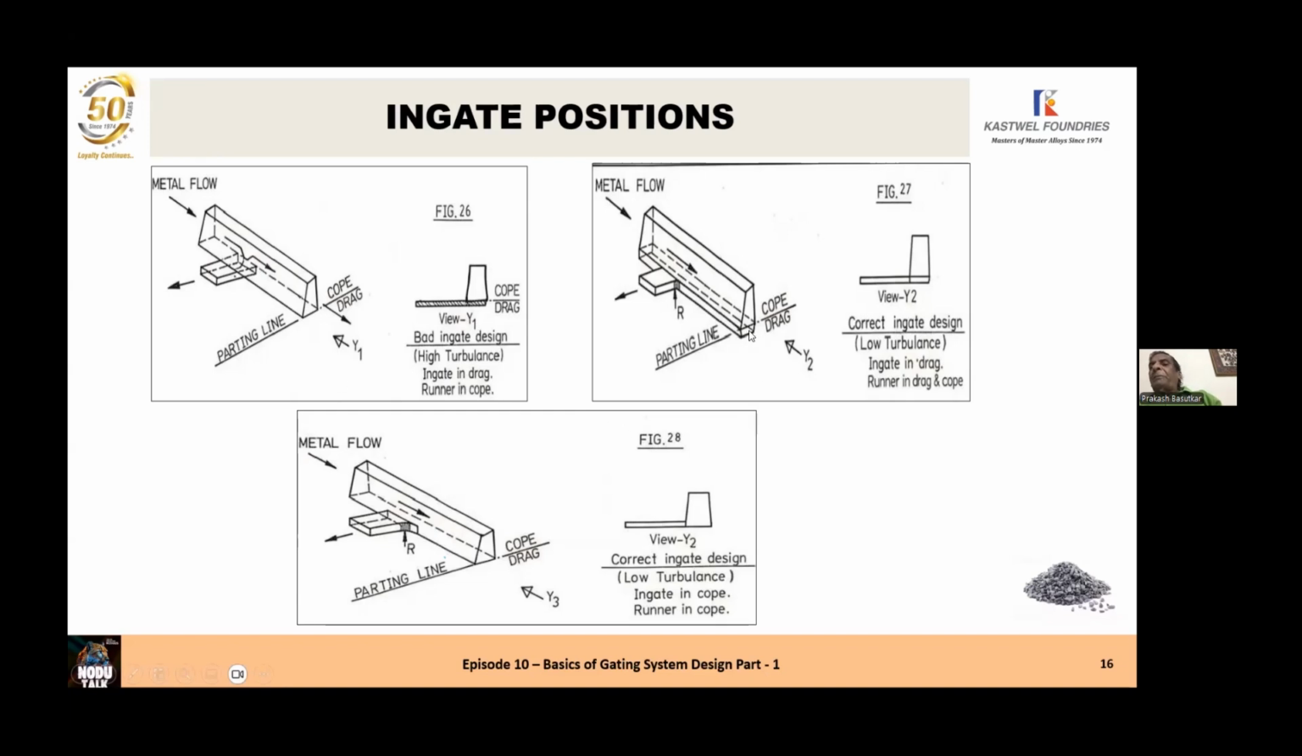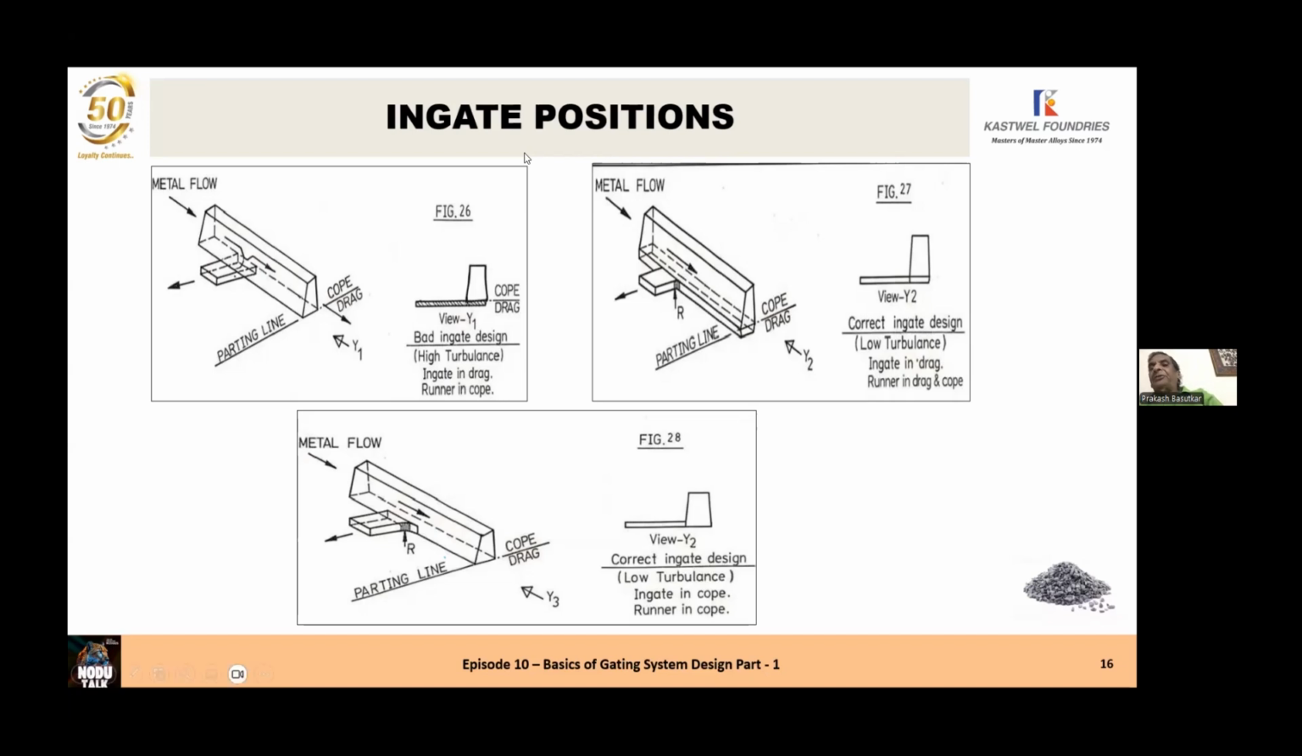So the way to remember is that in a pressurized system, the bottom surface of the ingate and the bottom surface of the runner bar should be in the same plane. See, in figure 26, the bottom surface of the ingate is below the bottom surface of the runner bar. This causes high turbulence when the ingate is in the drag and the runner in the cope. The bottom surfaces of the ingate and runner are not in the same plane.